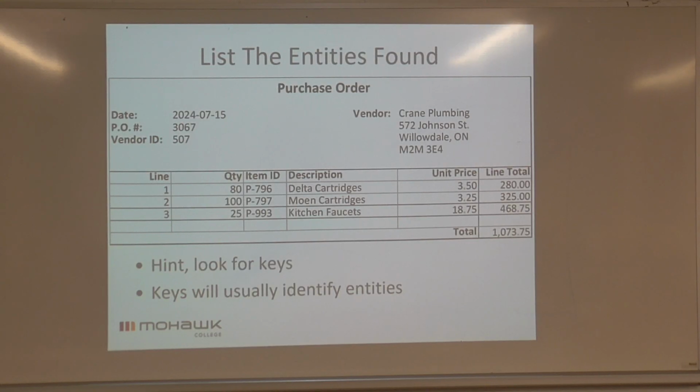So, let us consider the following purchase order. Let's start writing down entities. Like actually writing them down this time. So, what do we have? What entities exist here? Vendors.